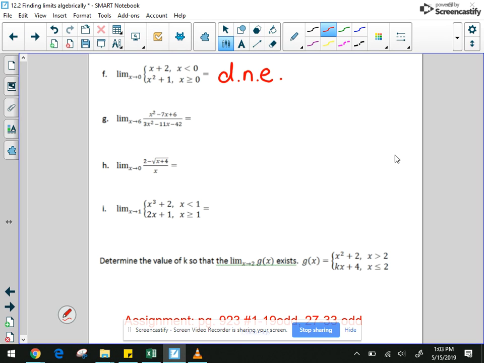Letter G, that cannot be directly substituted into, so you will need to factor and simplify. So you can directly substitute in and get a value of 1/5. H, you will need to multiply by the conjugate to simplify, being very careful with your negatives, distributing the negatives when you do so. When you directly substitute in, get a value of -1/4. And then the last problem, another piecewise function.